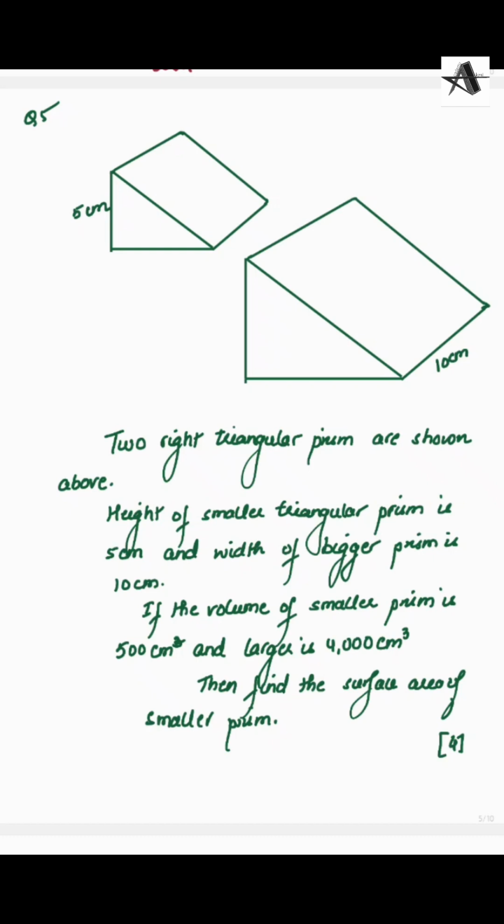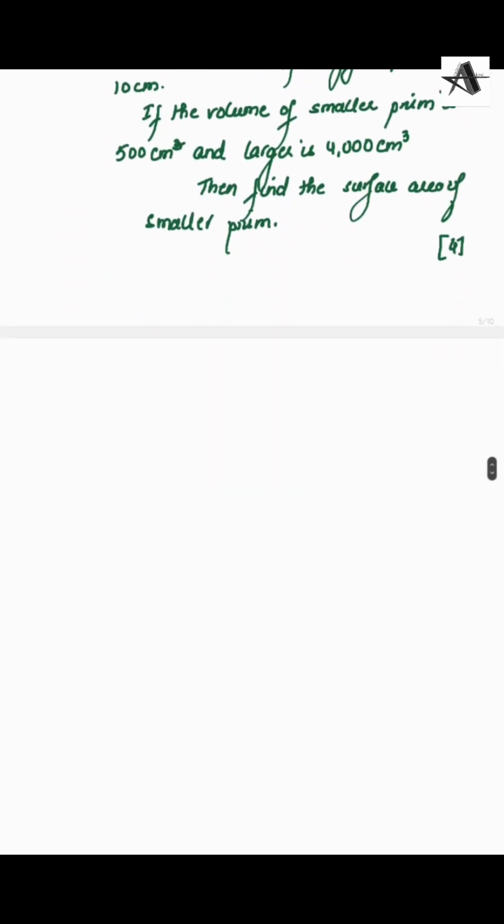These are two right triangular prisms and everything is given here. They haven't mentioned that they are similar, but if such things are given and they look like a replica, we have to assume in such questions that they are similar. And let me see other things. The height of the smaller is 5 already, this is 10, we can see. Volume of the smaller prism is 500 centimeters cubed and larger is this. So first let me calculate volume scale factor.